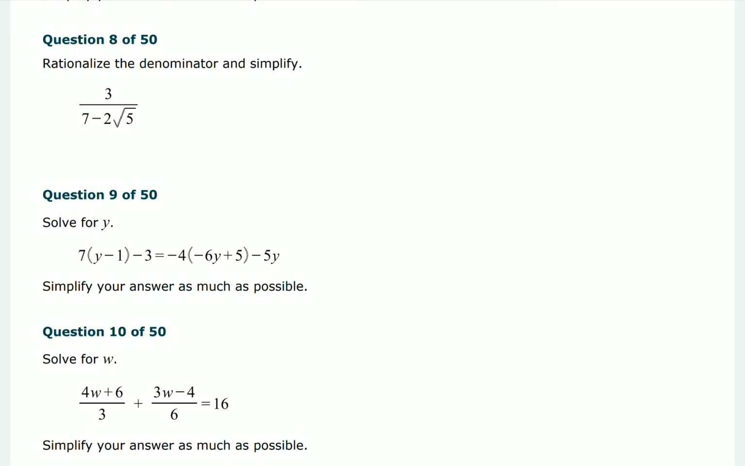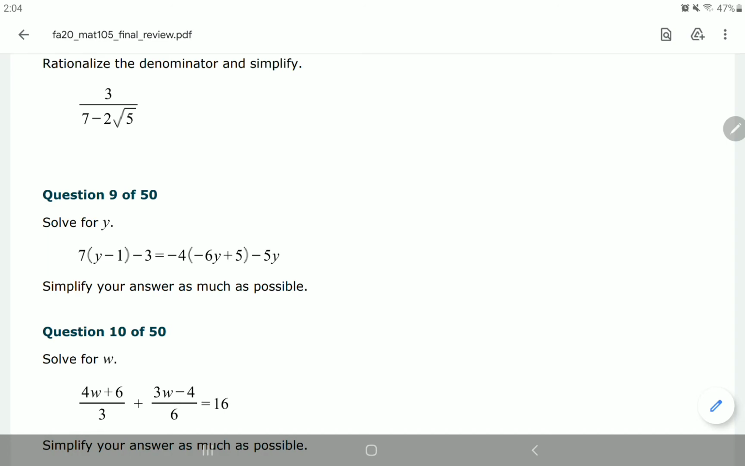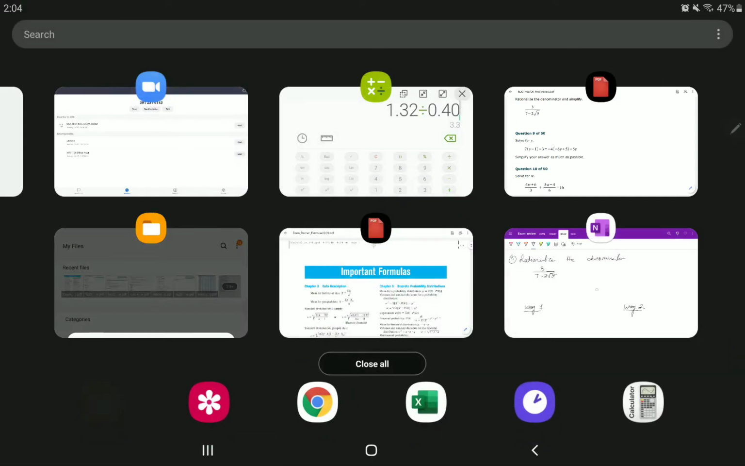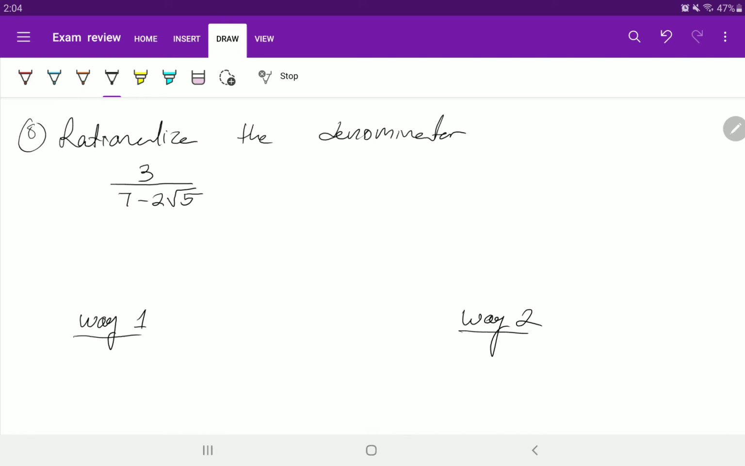Question number 8 is that for me, at least when I was taking college algebra. But I can now say I can do this with my eyes closed. Literally, I cannot do it with my eyes closed because I'll be writing scribble scrabble. We want to rationalize the denominator and simplify. And we have 3 divided by 7 minus 2 radical 5. We do not want to have radicals in our denominator. We want the radicals to only be in the numerator. To be honest, we don't even want radicals at all. But here they are. They're part of everyday life.